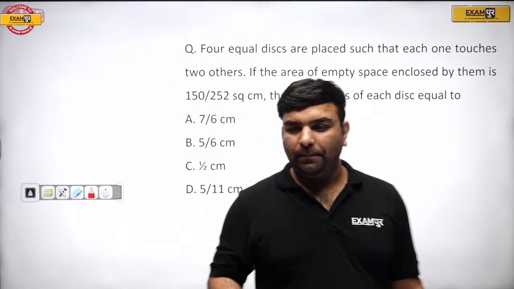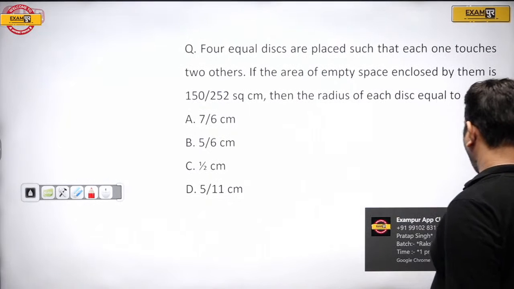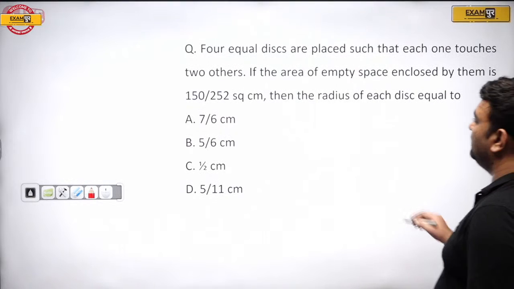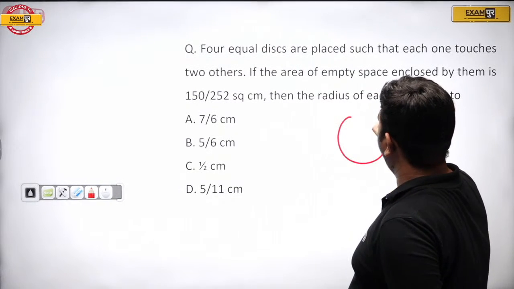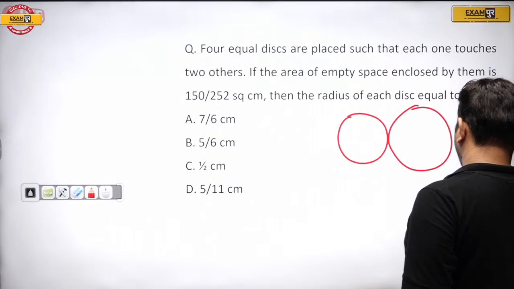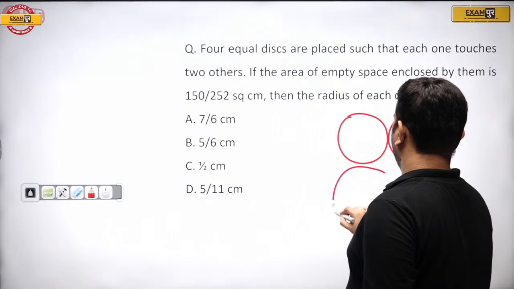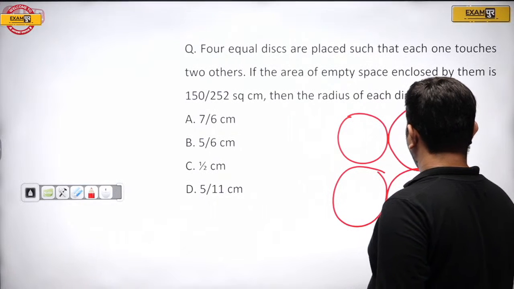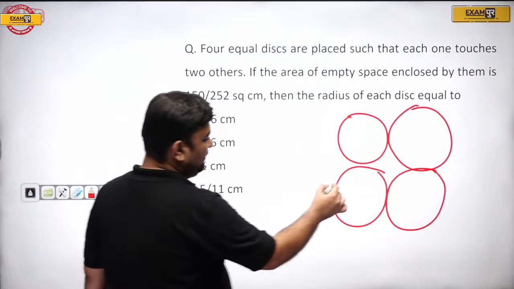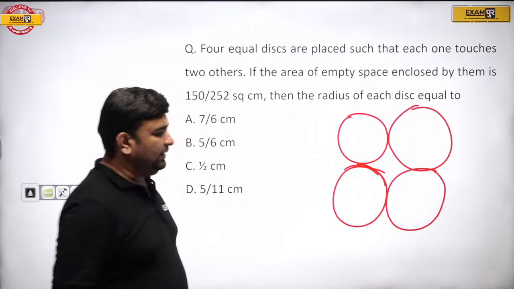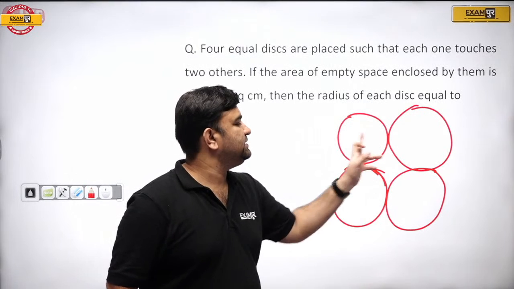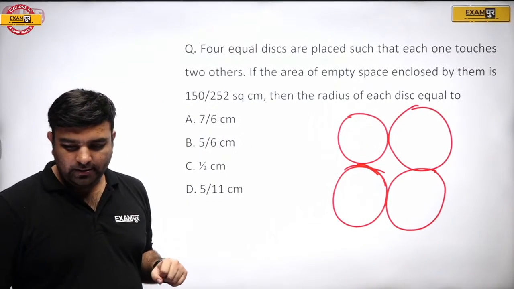Four equal discs are placed such that: one, two, three, four. This is the way he is talking about, that they are placed in such a way that each touches the other two. This touches these two, this touches these two, and so on.